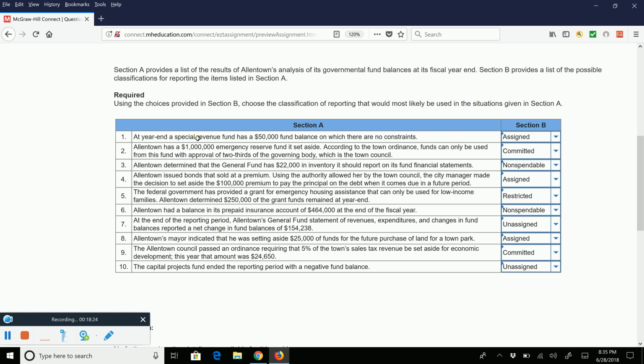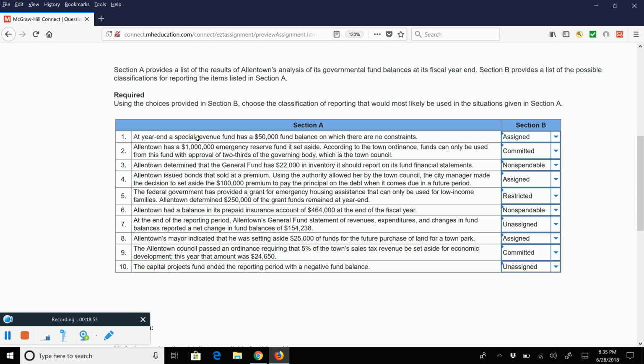The city manager is the CEO of the city. That is a management member. They were given the authority to make a decision on these funds. That's assigned. Number 5, the federal government has provided a grant for emergency housing assistance that can only be used for low-income families. Allentown determined $250,000 of the grant funds remained at year end.